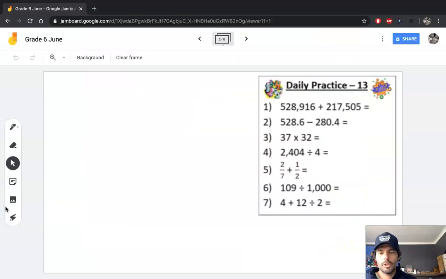Okay, first question is addition. And by now we know that every single number needs to be in the correct column. Okay, and we know that with decimals, our decimals need to line up. Okay, that's very important. And then it's just a case of adding correctly.